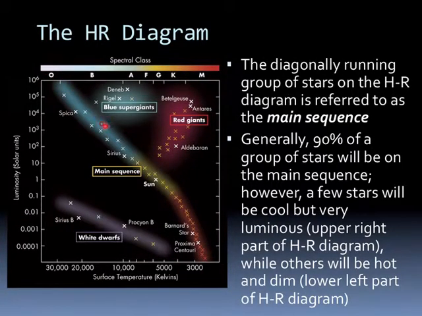The diagonal running group of stars on the HR diagram is called the main sequence. Generally, in any group of stars you look at, 90% of the group of stars will be on the main sequence. However, a few stars will be cool but very luminous, the upper right of the HR diagram, while others will be dim and very hot, the lower left of the HR diagram.